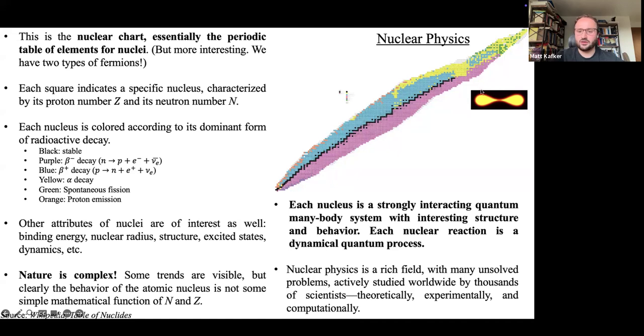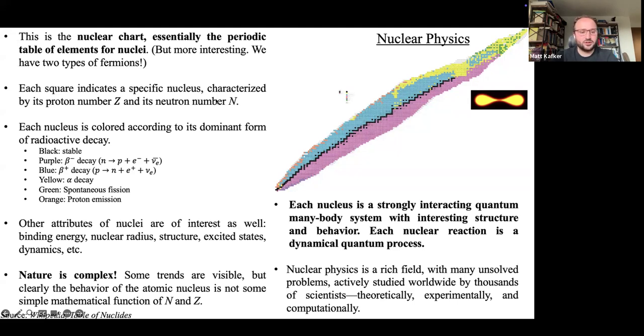So this over here is the nuclear chart. This is basically the periodic table of elements for atomic nuclei. My claim, which is a joke, is that this is more interesting because we have 2 kinds of fermions instead of 1, which the chemists have. So what we're looking at here is each one of these little squares in this diagram is a specific nucleus. It's characterized by its number of protons, which is on the vertical axis, I believe, and the number of neutrons, which is on the horizontal axis. So if you give a proton number and a neutron number, that defines a nucleus.